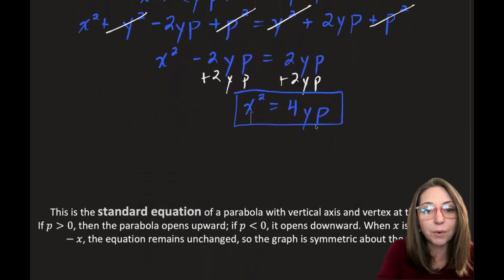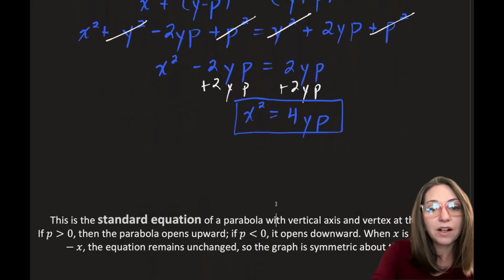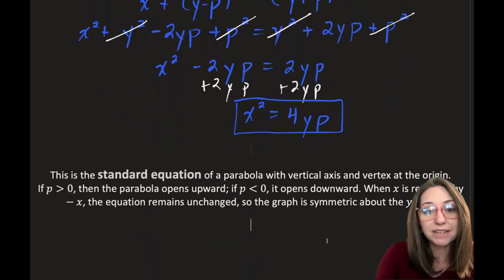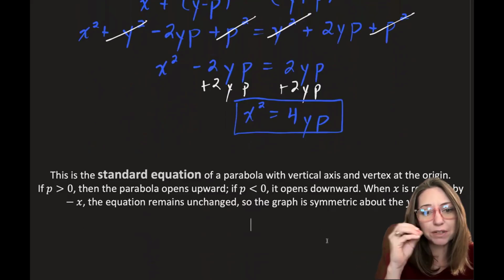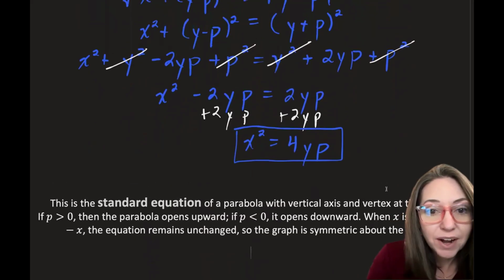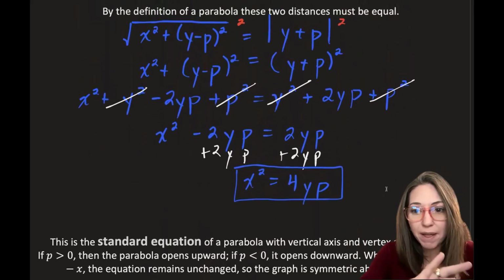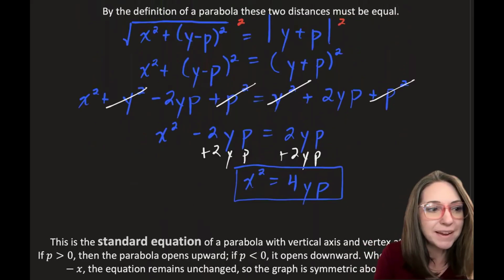So that is the standard equation of a parabola with a vertical axis with the vertex at the origin. If p is positive, it opens up. If p is negative, it will open down. And if x is replaced by negative x, that wouldn't change anything, because it is symmetric. All right, in future videos, we will study more about the different ways a parabola can open and how these equations can be manipulated.